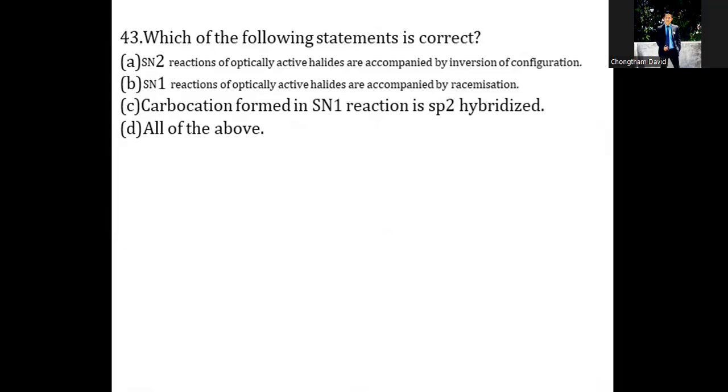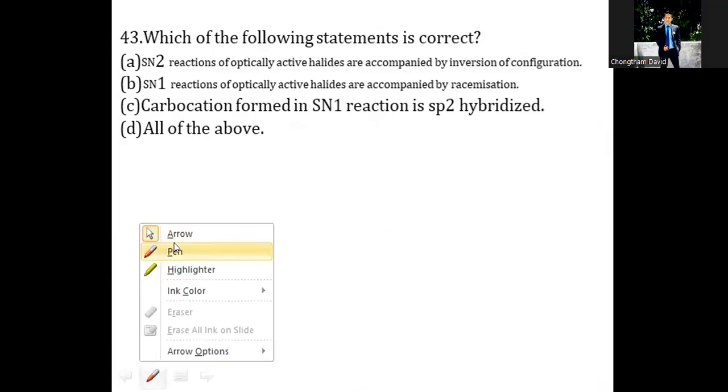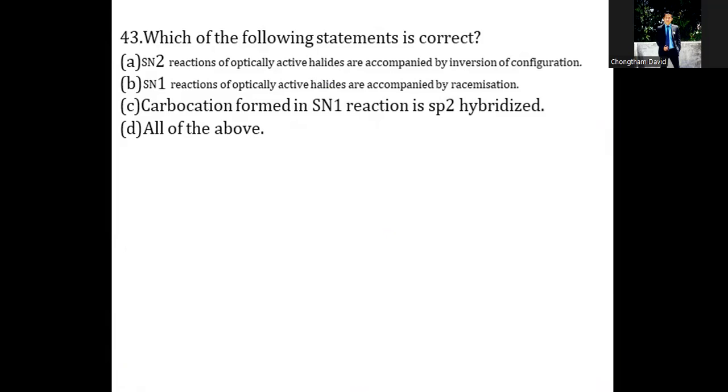Okay, let's see. Next question, 43. Which of the following is correct? 1. SN2 reactions of optically active halides are accompanied by inversion of configuration. 2. SN1 reactions of optically active halides are accompanied by racemization. 3. The carbocation formed in SN1 is sp2 hybridized. 4. All of the above.